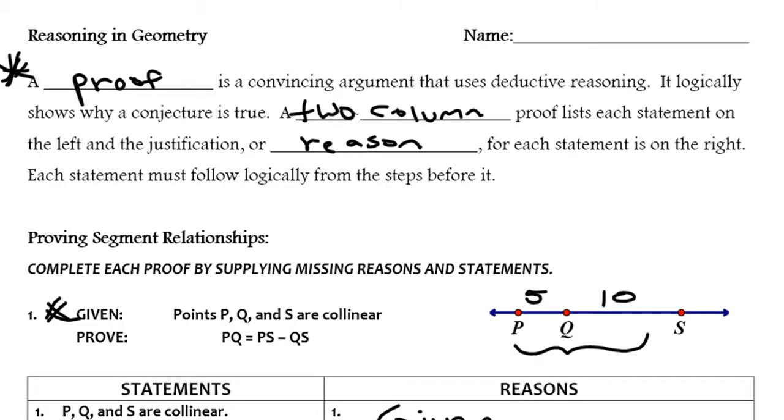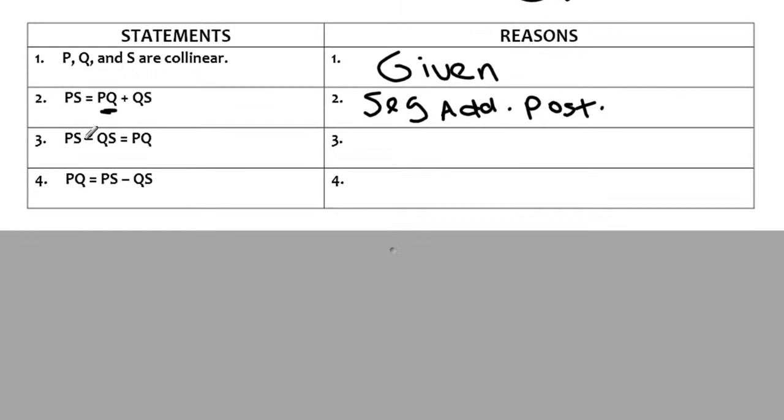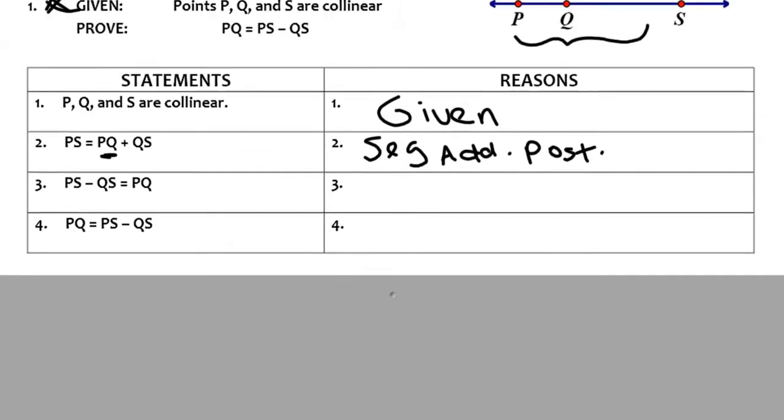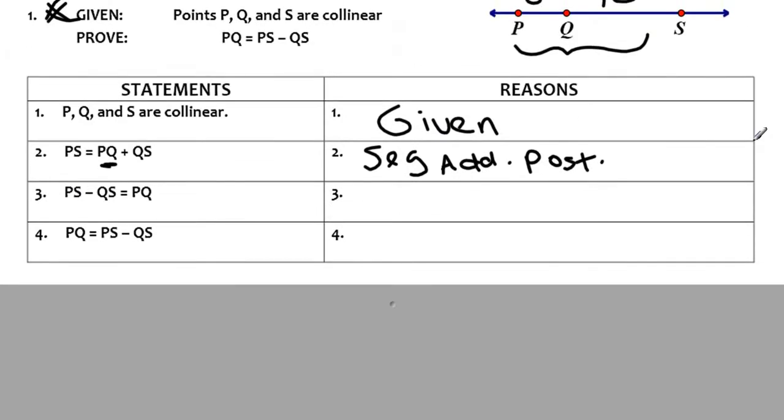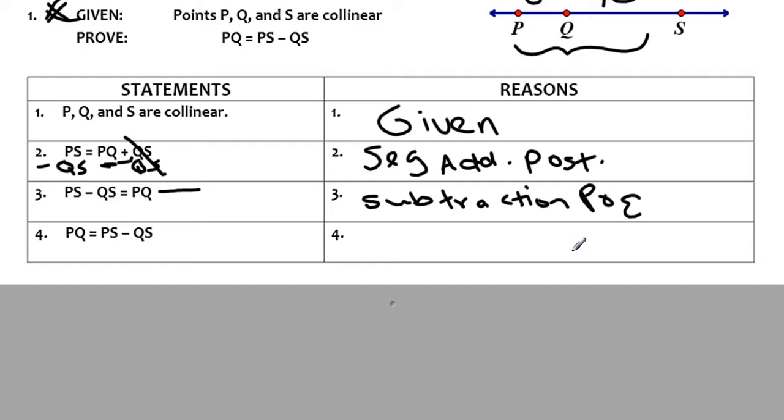I have PS minus QS is equal to PQ. Well, what they've done here is they've mixed in one of our algebraic properties. They're subtracting QS from both sides. So the QS goes away on this side, and the PS minus the QS stays as it is on this side. So all we've done is we've subtracted. Remember, that's your property of equality.